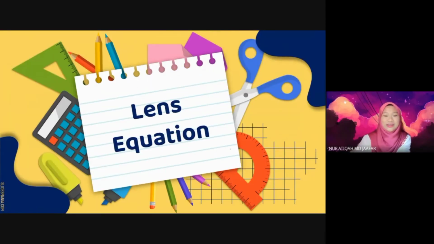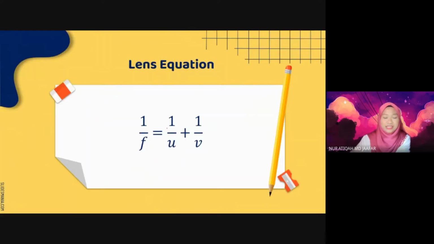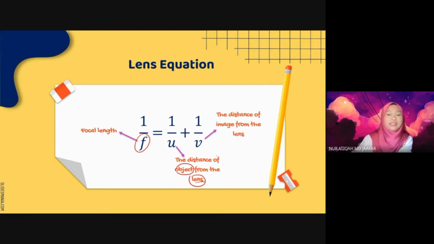So now let's take a look at the last subtopic, which is lens equation. The lens equation is 1 over f equals 1 over u plus 1 over v. f, as I already explained just now, is the focal length. u is the distance of the object from the lens, and v is the distance of the image from the lens. Just to make sure that you know what is u and what is v.